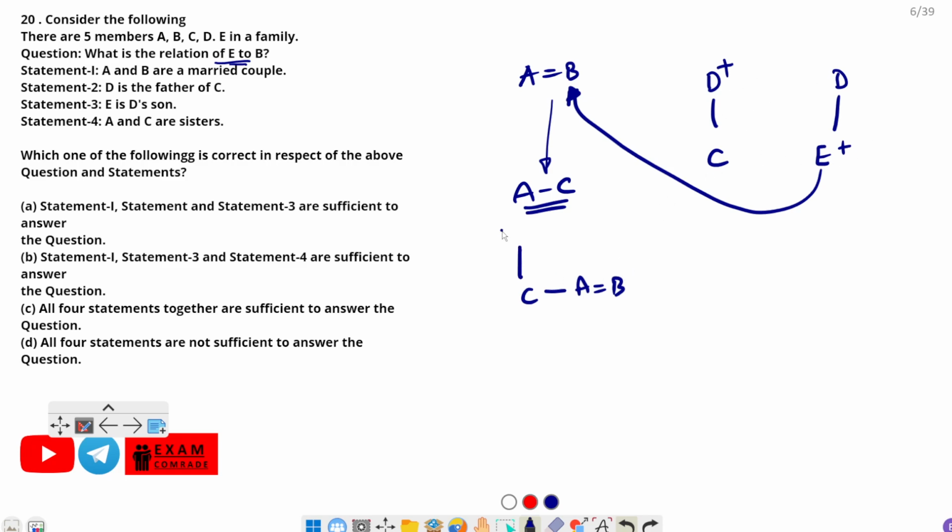So I think all the 4 statements are required. All 4 statements together are sufficient to answer the question.